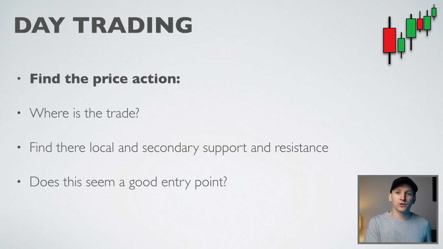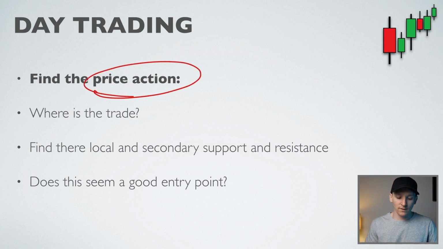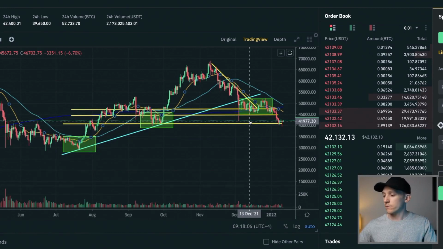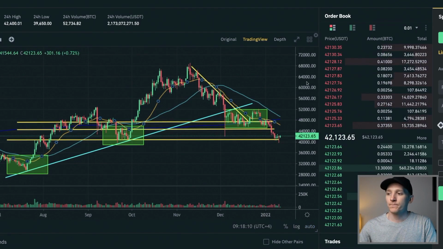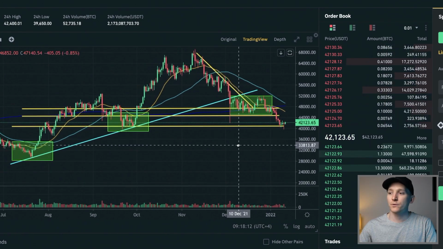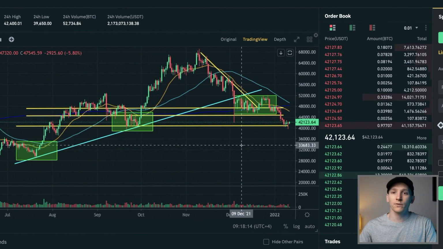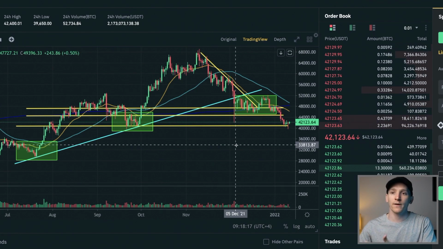So once we've got that trend and we think we're in a place we can move forward, the second thing is to understand and identify the price action. So where is the trade? Where is the trade? That's what we would say if we were trading. Where's the trade, right? And if you follow my YouTube channel, you'll know that every so often I do market updates. I just update on the price and everything like that.